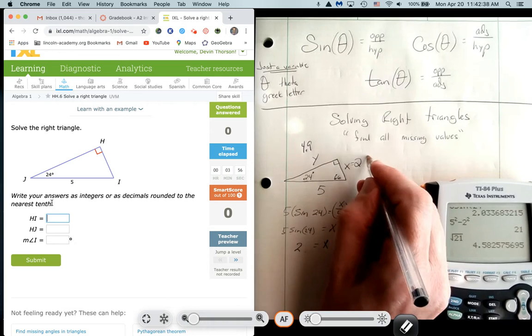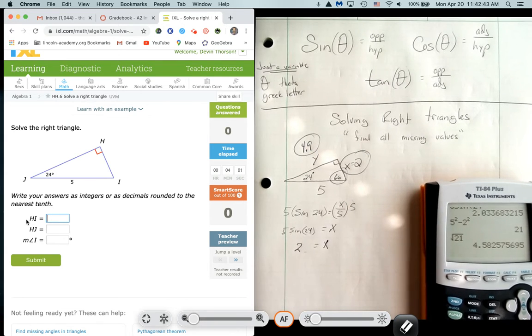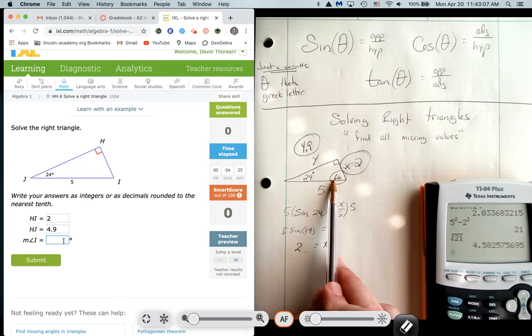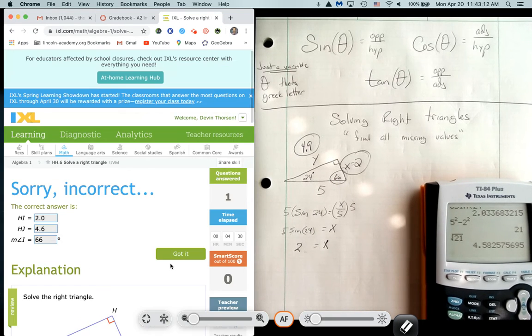Now I have my 3 missing values, and I'm going to type them in. Be very careful that you put the answers in the right spot. HI is this side over here. That was our x value, and our x value was 2. So I'll type in a 2 there. Our HJ was this side over here, which is the 4.9, and I type in 4.9. And then my I value is this angle here that was missing, which is 66 degrees. And I submit.